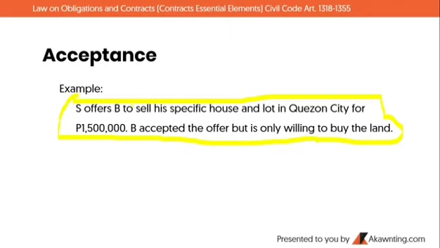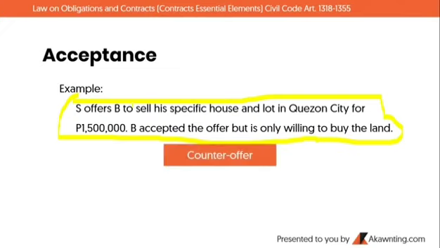So S offers to B to sell his specific house and lot in Quezon City for 1,500,000. B accepted the offer but is only willing to buy the land. So in-accept niya nga pero hindi lahat. Yung land lang daw gusto niyang bilhin. So, in this case, wala pa tayong consent. Wala pa tayong nabubuong consent. So, therefore, wala pang contract.